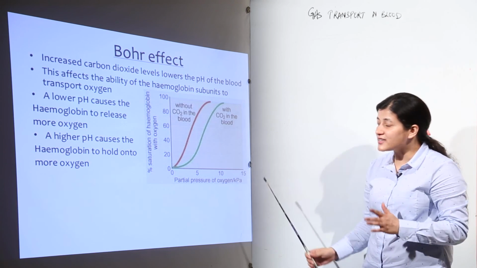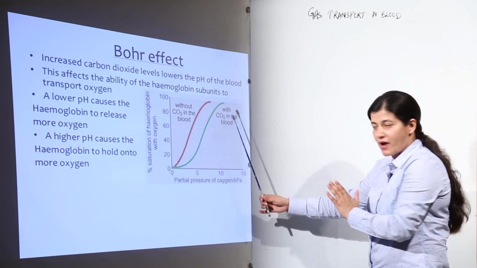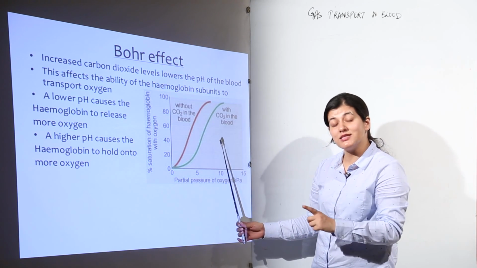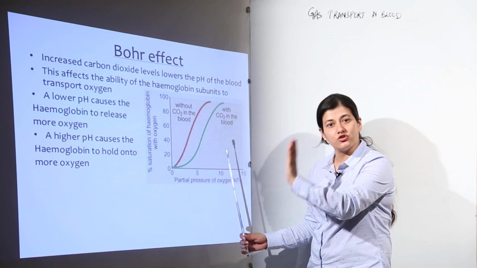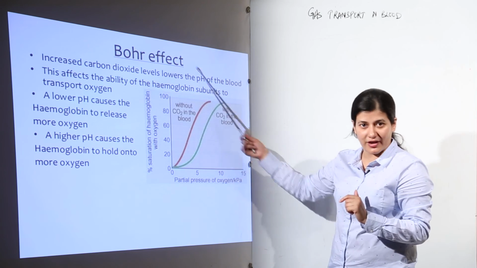So, Bohr effect is the shifting of the curve towards the right when the concentration of CO2 is more. That means the partial pressure at which saturation had to take place, it increases. This is what Bohr effect is all about.